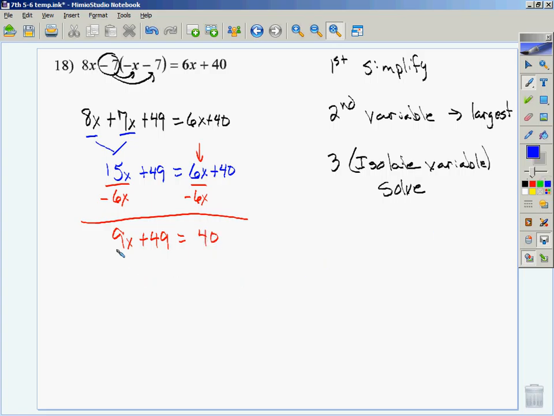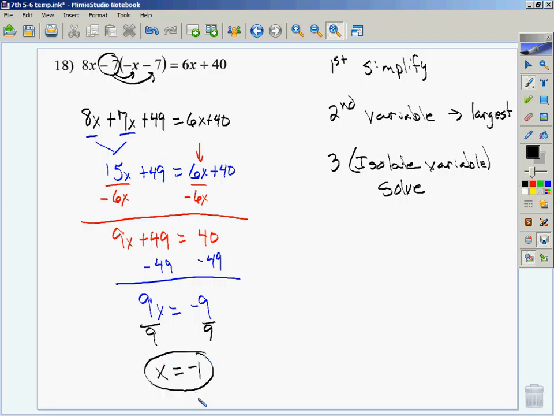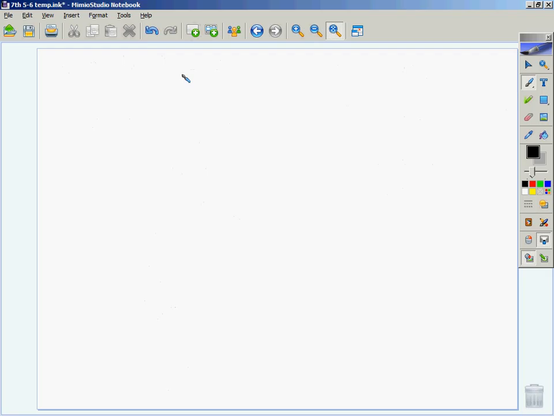My next step would be to get this x by itself, to isolate it. I'm going to subtract 49 from both sides. 9x is going to be equal to a -9. And my last step is going to be to divide both sides by 9. And you'd find that x is equal to a -1. Again, remember at any time you can pause this so that you have time to copy it down.